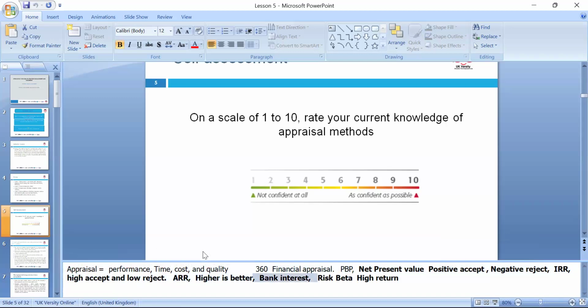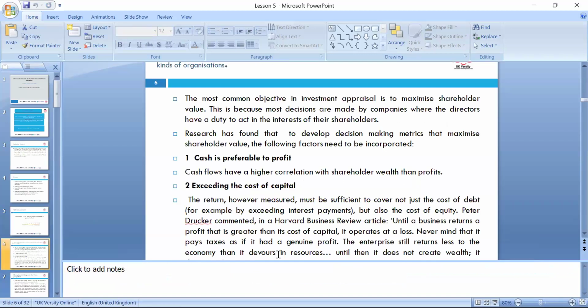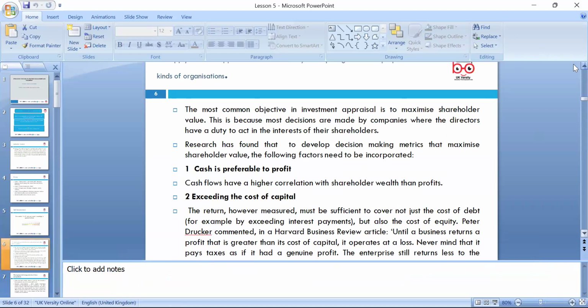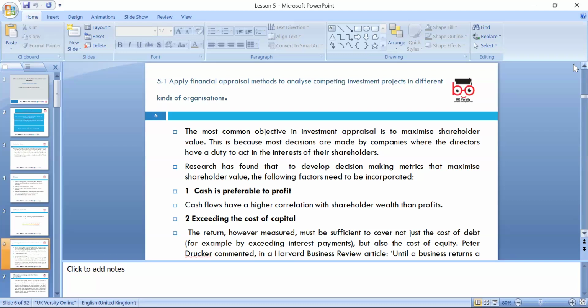We also look at the risk factor, and at the beta. The higher the beta, the higher the return we expect. Normally, bank interest is less risky than investing in shares. That's why we need to appraise which one is more risky. So these are all appraisal methods.